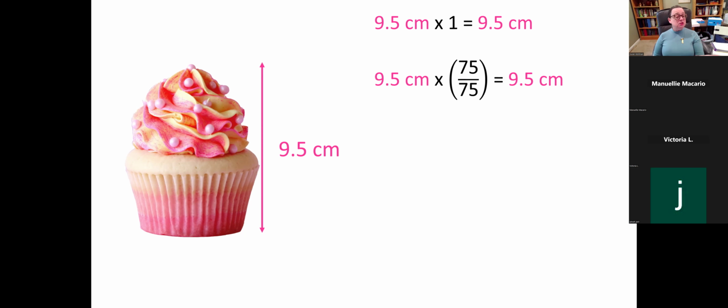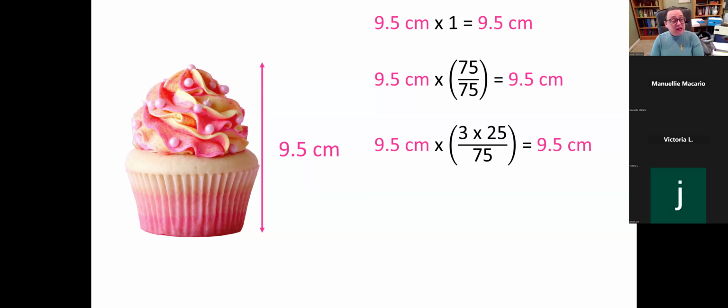All right, let's do the same thing. Instead of 75, let's put in something that's equal to 75. 3 times 25, right? So again, as long as my numerator and my denominator are equal to each other, I am multiplying by 1. And I can do that all day long, and my cupcake is not changing size. I'm not misrepresenting what's going on there. I'm still talking about the same cupcake with the same height.